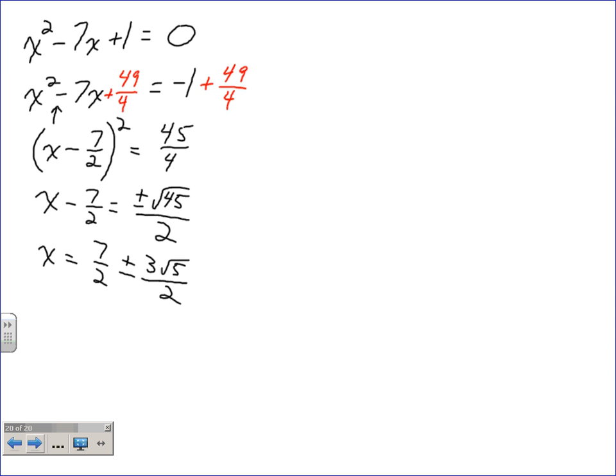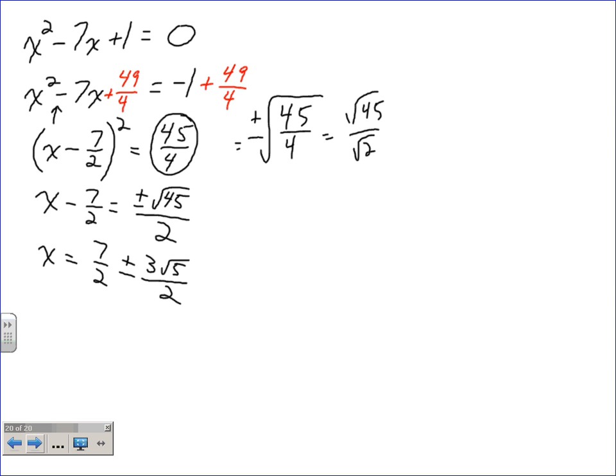Yes? What happened to the 45 over 4? Why isn't that under the square root? If you recall, if we take the square root of both sides of the equation, we're going to take the square root of the right-hand side, and it is plus or minus the square root of 45 over 4. It would be over 2. Right. Gotcha. Because it'd be the square root of 45 over the square root of 4, which is 2. Okay?